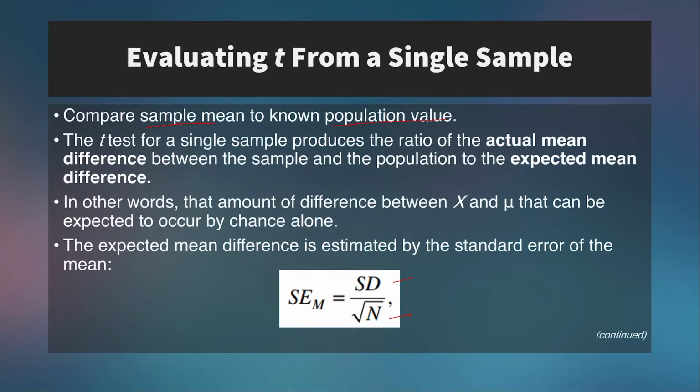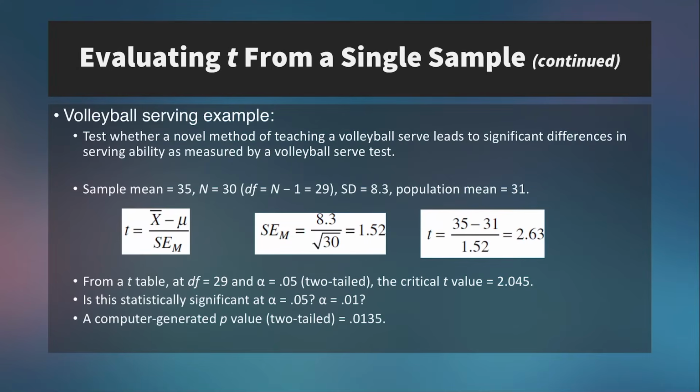So let's imagine that there is a kinesiology department that is interested in testing out a novel method of teaching the volleyball serve. For the past several years, they have kept records on all of their students who have taken this volleyball serving test. It's a test score out of 60, and the average score for all of these students in the past several years is 31. So 31 out of 60 based on the way that they've taught the volleyball serve in the past.